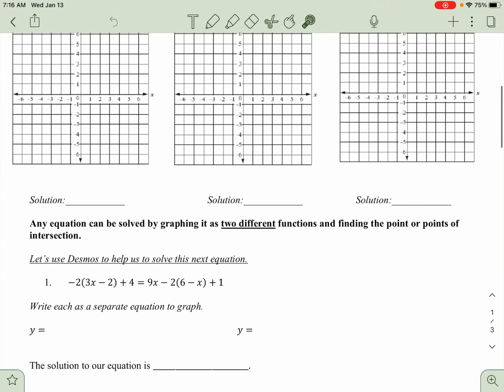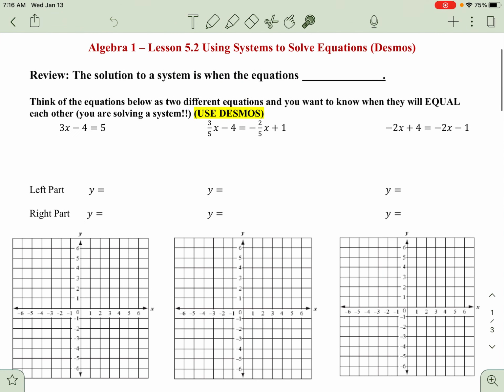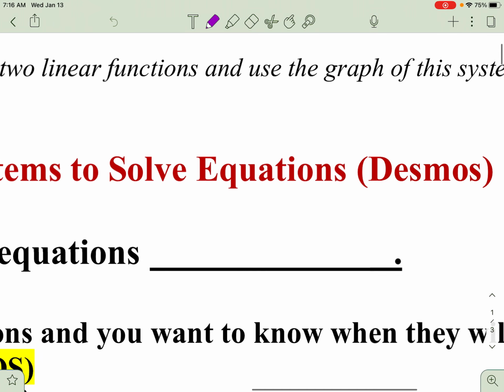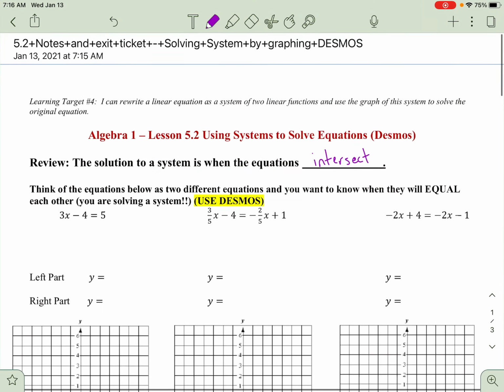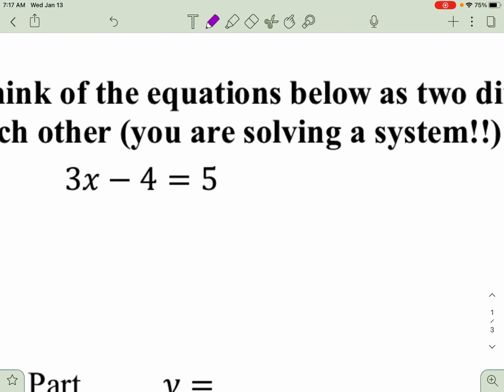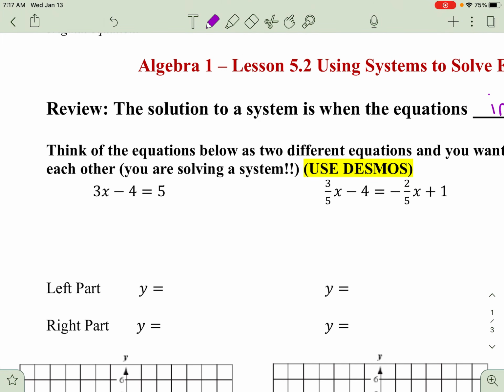Well, as things start to get more complicated, like you'll see down here, this is an equation as well. Sometimes it makes sense to actually use it as a system of equations and allow Desmos to do the work for us. So the first thing that you need to remember is that a solution to a system is when the equations intersect. If I graph a system of equations, where the two lines touch is where my solution is. So let's take a look at the first example and I'll show you what I mean.